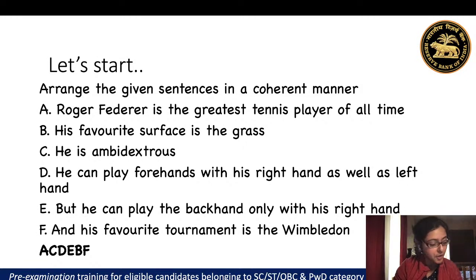Himanshu, how to identify the topic of the para? Don't worry, we have 5 more sentences with us. We are going to work on it together. Yes, we will do it together. Let's move on.